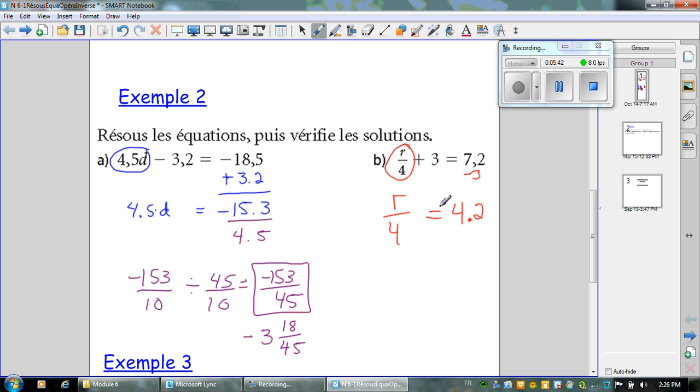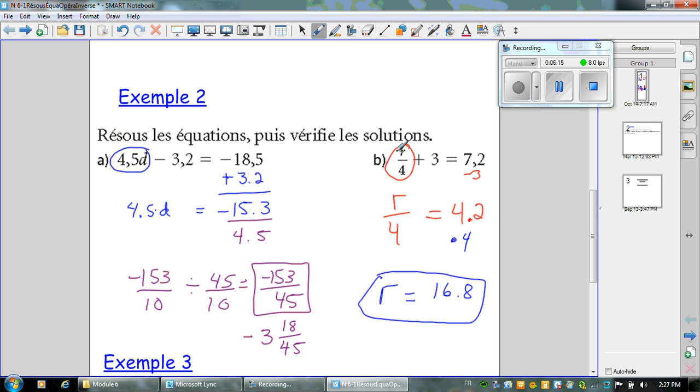Just take away 3. Now, what number do I divide by 4 that gives me 4 and 2/10? If you can't do that in your head, some of you can, I'm sure, but if you can't, do the inverse. Multiply by 4. That's going to give me that number. So my variable is going to be 16.8. And that's true. And you can always check your work.